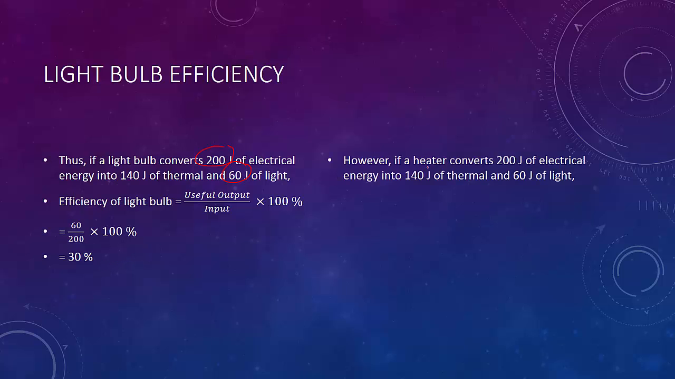However, if it's a heater that does the same thing, converting 200 joules of electrical energy into 140 joules of thermal and 60 joules of light, the efficiency of the heater is actually 140 divided by 200, and it is 70%. So it is really dependent on what is considered to be useful.